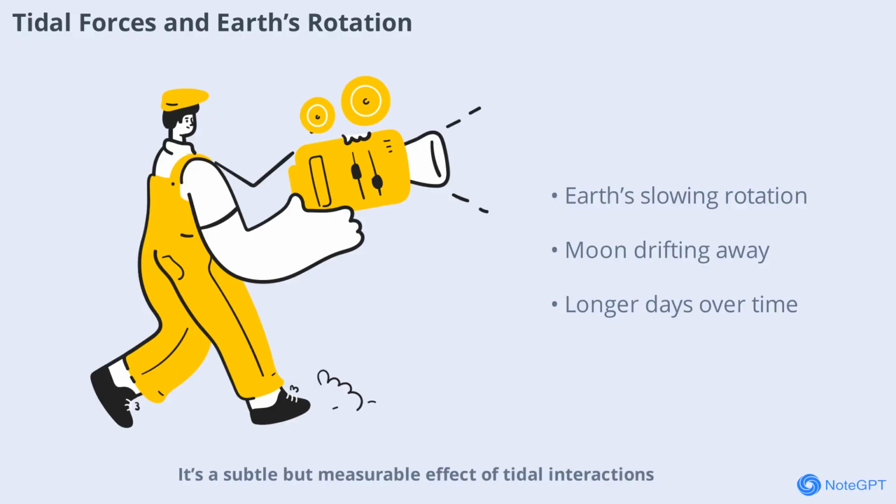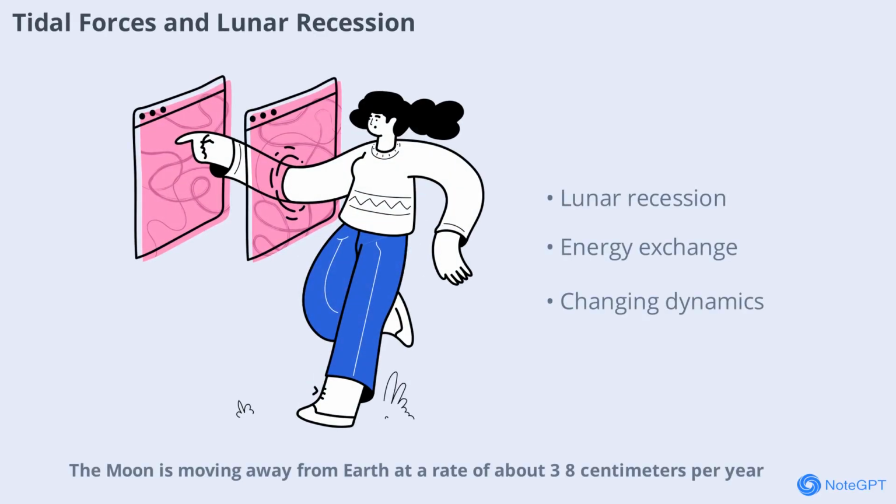It's a subtle but measurable effect of tidal interactions. The moon is moving away from Earth at a rate of about 3.8 centimeters per year, thanks to tidal forces. This process, known as lunar recession, is a direct result of the energy exchange between Earth's rotation and the moon's orbit. Over billions of years, this will continue to alter the dynamics of our planet-moon system.